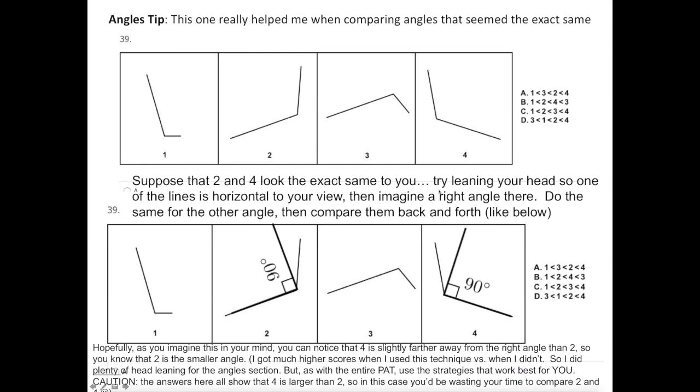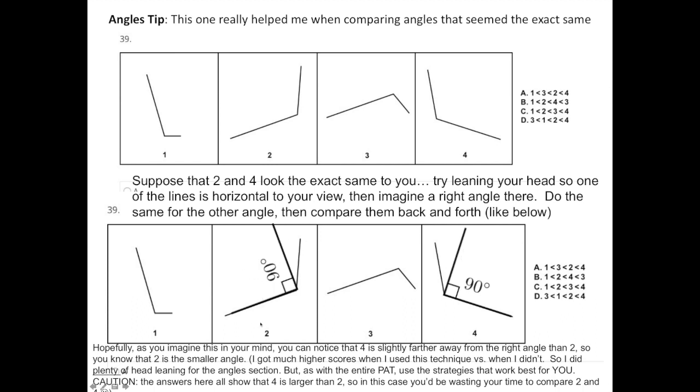What I did was I would lean my head so that my eyes were parallel with this bottom line, and I would imagine a right angle there. And then I'd lean my head the same for number 4 and imagine a right angle there. And as I looked back and forth and saw in my mind that right angle, I was able to see more easily that this was the bigger angle compared to 2.